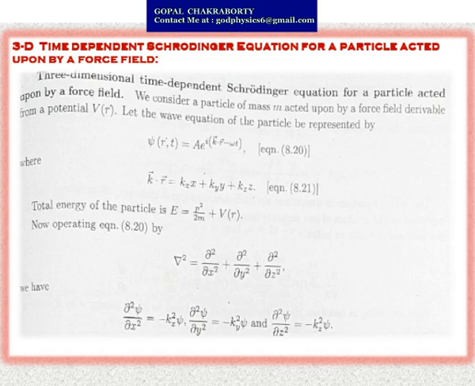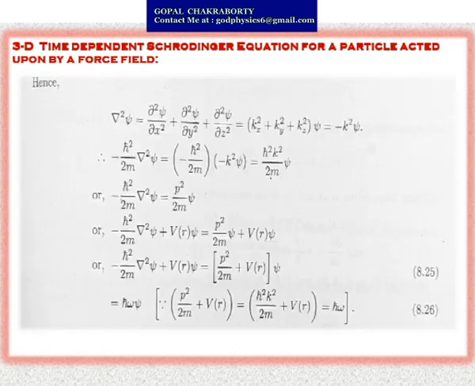the grad square, that means the Laplacian operator, as we know, is del square equals del 2 del x2 plus del 2 del y2 plus del 2 del z2. So again, finding the second order space derivative with respect to x, y and z will give you del 2 psi del x2 equals minus k square psi, del 2 psi del y2 equals minus k square psi, and del 2 psi del z2 equals minus k square psi. Adding these three, that will give you the grad square.